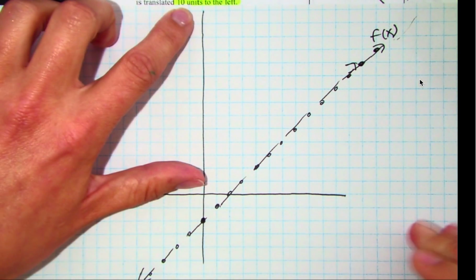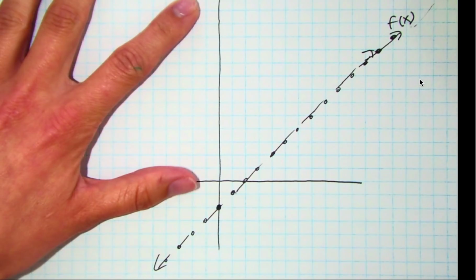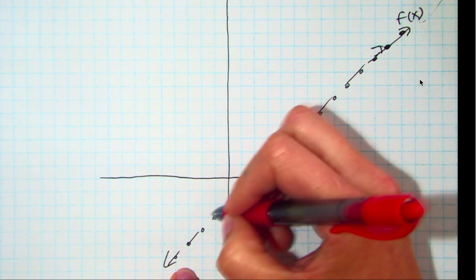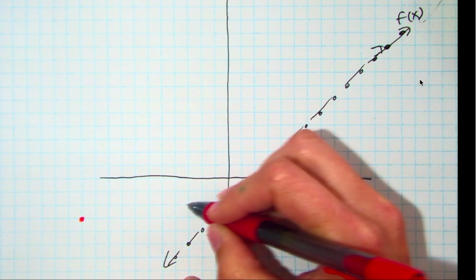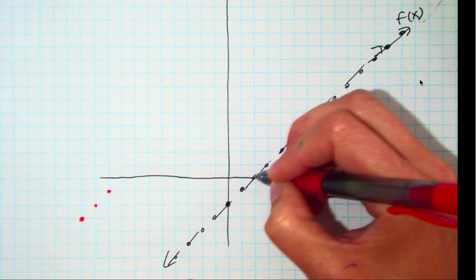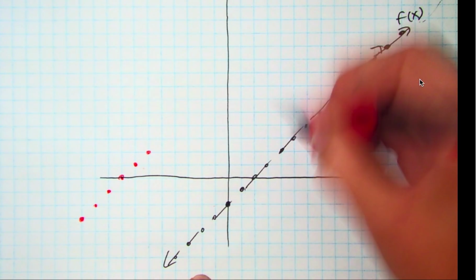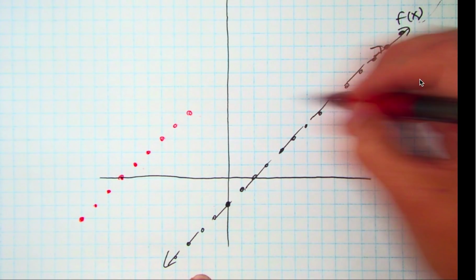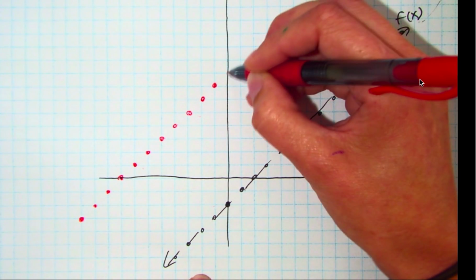So what I'm going to do is take all of these points and translate them 10 units to the left. I'm going to use a red marker for this. So 10 to the left, we'll put this one way over here. This one. And then 10 more. I'm moving each of these over 10 to the left. So we can remember that in a translation, our slope is not going to ever change.